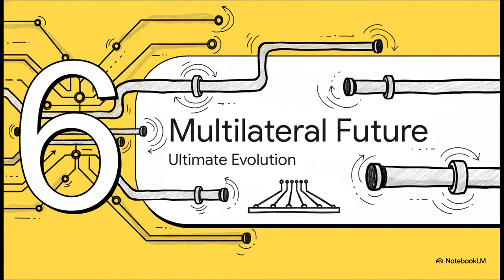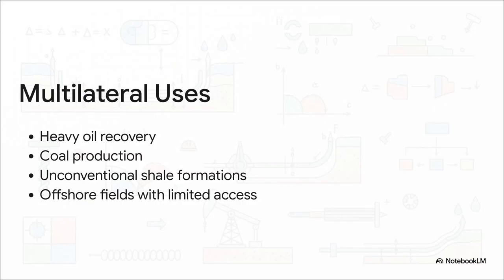Finally, let's look at Part 6, the multilateral future. This is where horizontal drilling goes next level. Now, common sense might tell you, hey, if a long horizontal well makes more money, why not just drill one infinitely long pipe? Well, the enemy there is friction. If a single pipe goes too far, the friction of the fluid scraping the sides literally chokes off the production rate. The fix? Multilateral wells.